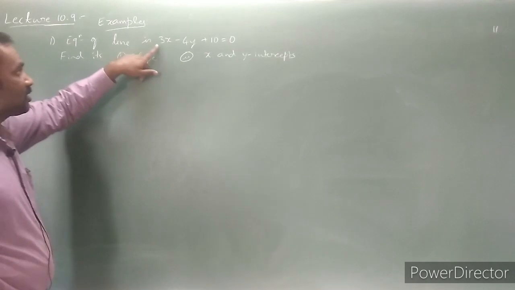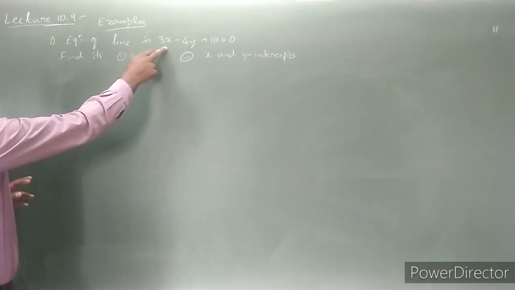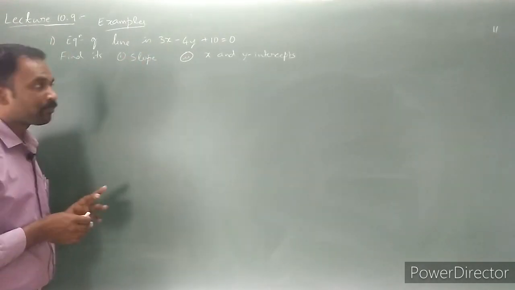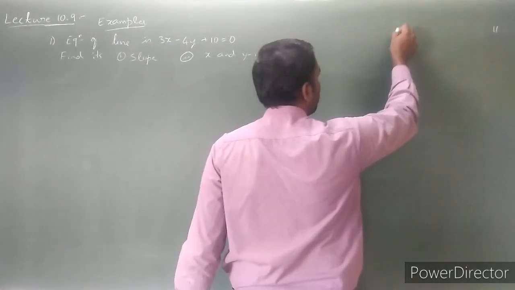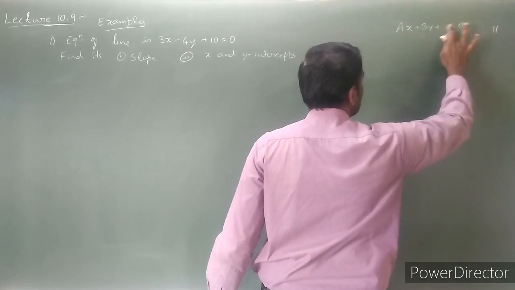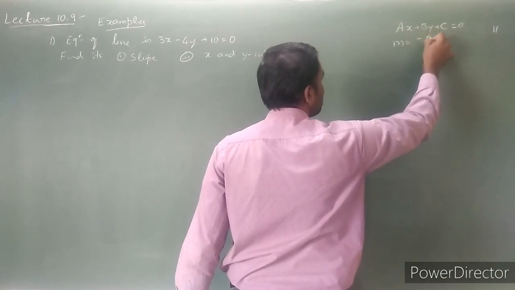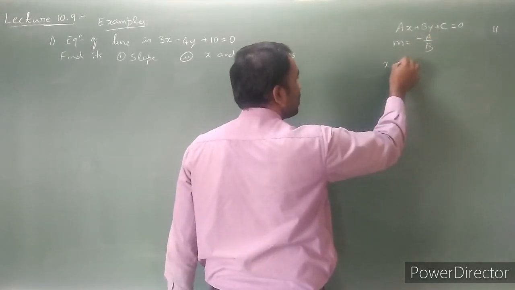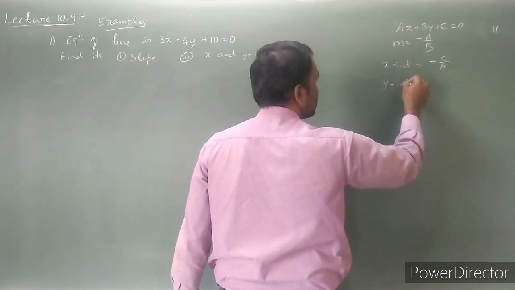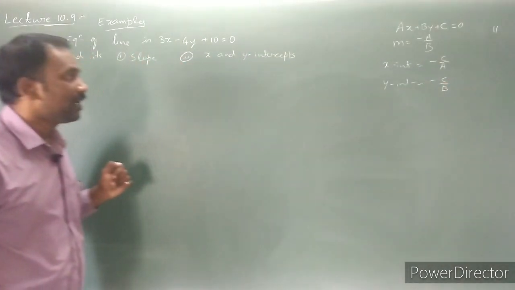Example. The equation of the line is 3x minus 4y plus 10 is equal to 0. Then find its slope. The slope of the line we need to find, and the x-intercept and y-intercept we need to find. So here I write for your convenience. General equation of the line: ax plus by plus c is equal to 0. Now here slope is minus a by b. X-intercept is minus c by a. Y-intercept is minus c by b. Okay, so these values are needed.